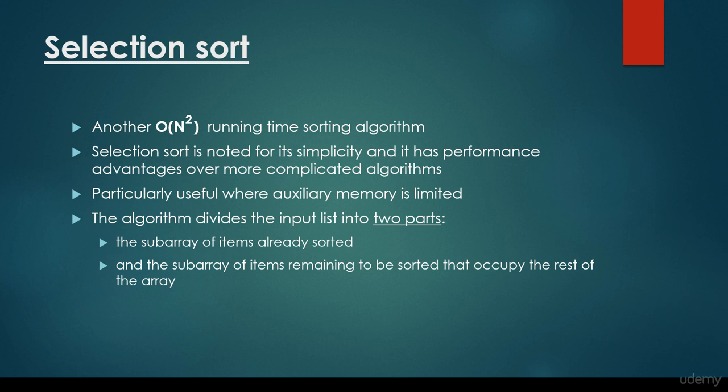Selection sort is noted for its simplicity and it has performance advantages over more complicated algorithms such as merge sort, quicksort, or heap sort. It is particularly useful where auxiliary memory is limited. The algorithm divides the input list into two parts, the subarray of items already sorted and the subarray of items remaining to be sorted that occupy the rest of the array. We don't have to allocate another memory chunk, so that's why selection sort is an in-place algorithm. We are able to make the sorting operation in the original one-dimensional array.